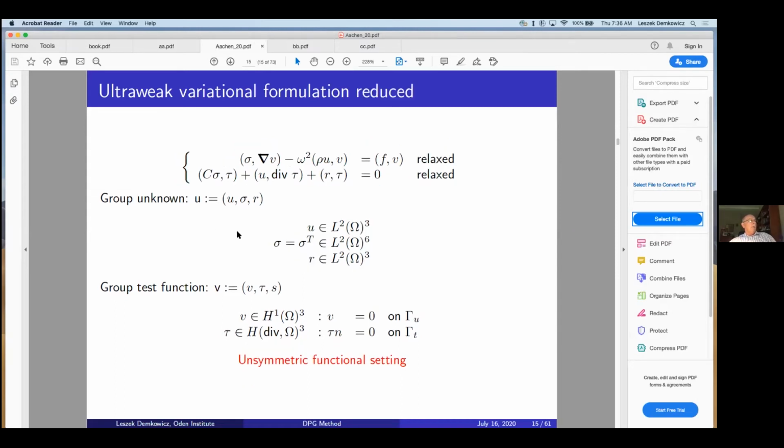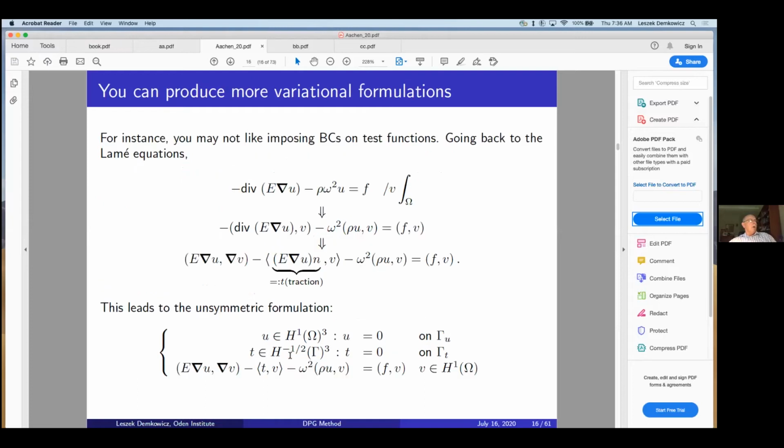And you end up with a formulation now that looks like this. It looks weird, because the number of unknowns and number of test functions look different. You have u, you have a symmetric sigma and r on the solution side, and then you're testing with two functions, H1 and tau. That's the formulation that we have used for our numerical experiments that you will see in a moment. Okay, now, is that it?